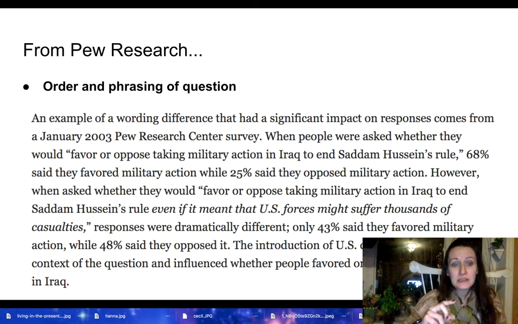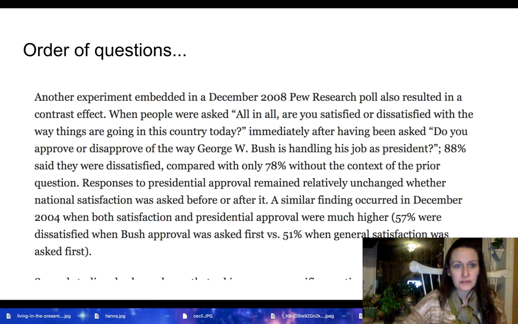But if you change the wording to would they favor or oppose taking military action in Iraq to end Saddam Hussein's rule, even if that meant that U.S. forces might suffer thousands of casualties, notice that in italics is added, then the responses were different. It went from 68% down to 43%. And opposing it went from 25% to 48%, right? So once again, the phrasing of questions makes a difference.